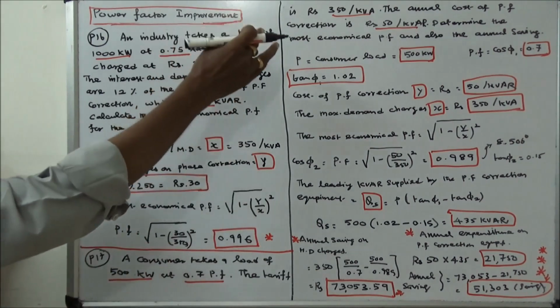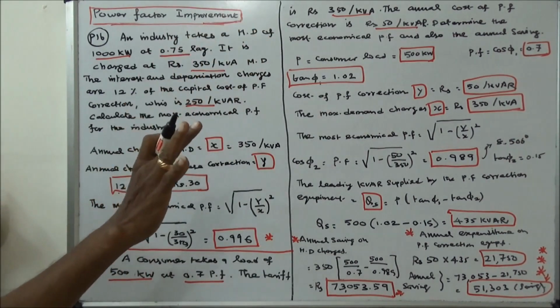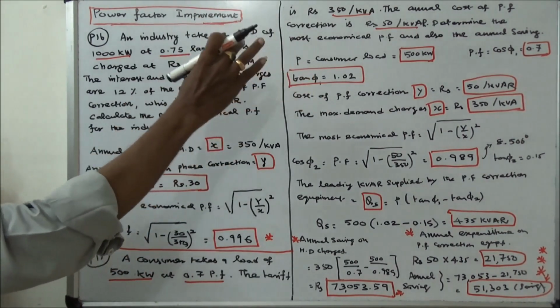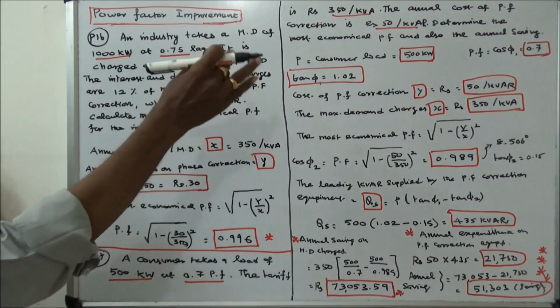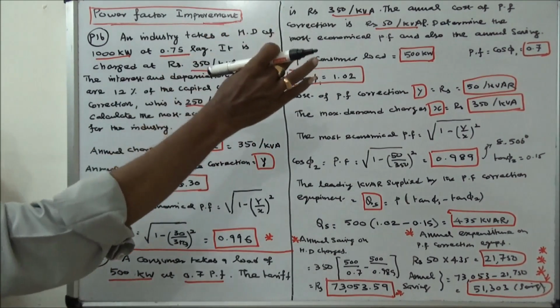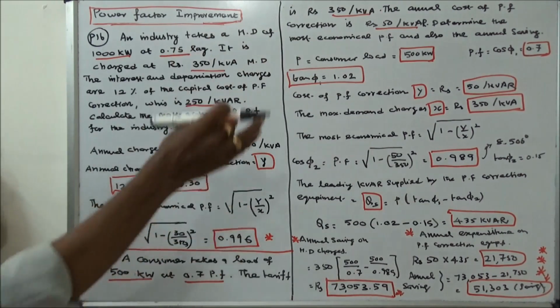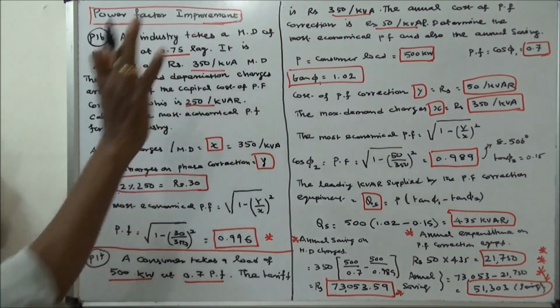Second problem: a consumer takes a load of 500 kilowatts at 0.7 power factor. The tariff is rupees 350 per kVA. The annual cost of power factor correction is rupees 50 per kVAR. Determine the most economical power factor and also calculate the annual saving.